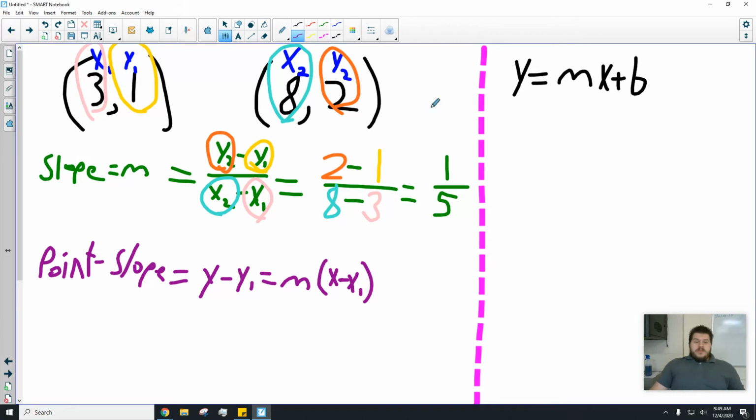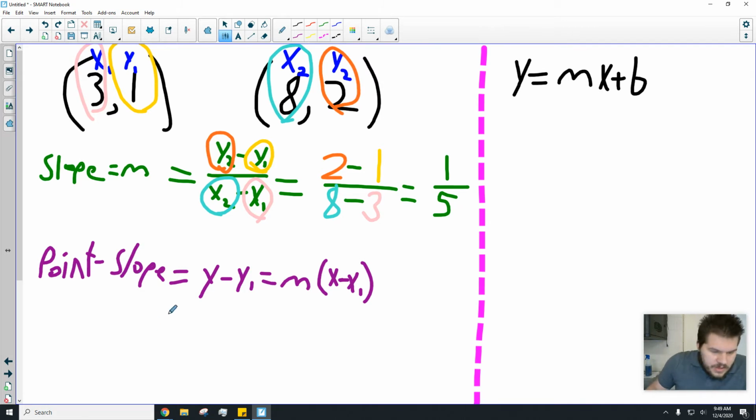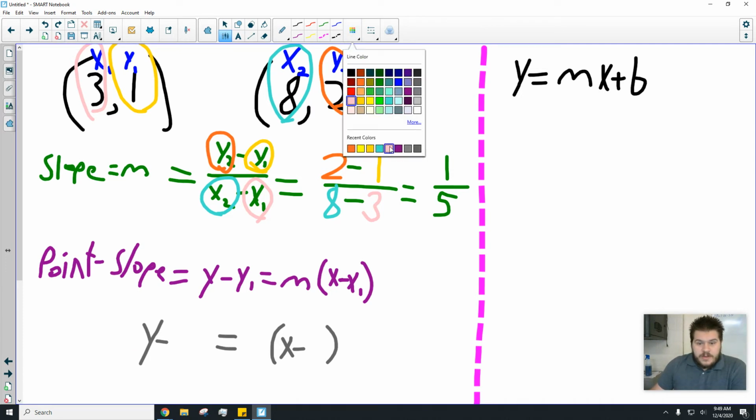So let's plug this stuff in. Let's grab a nice gray. Down here I have y minus some number equals some number times x minus some number. This is point slope form. Everything down here in the gray is consistent. Nothing's going to change.